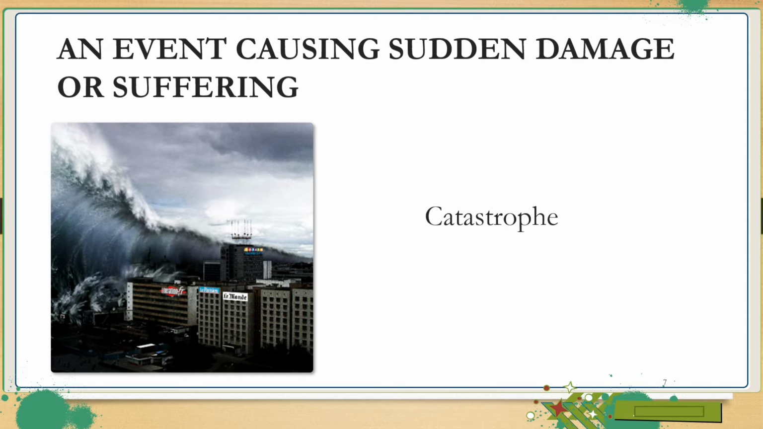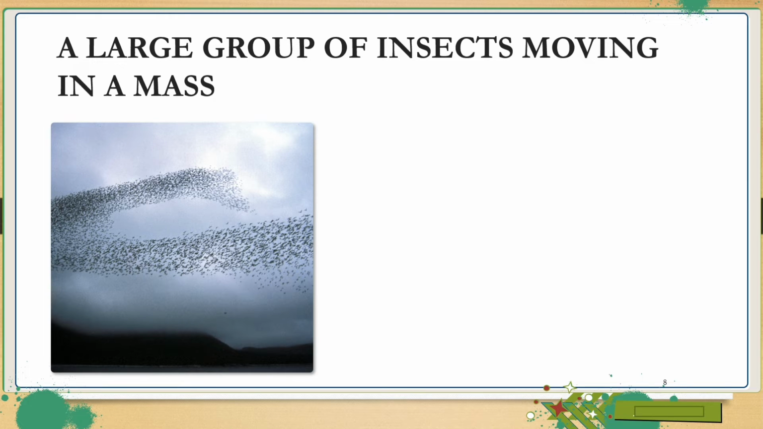So our next group of words is a large group of insects moving in a mass. Now, the substitute for these words is swarm. So last year, there was an incident when a group of insects, maybe numbering in the millions, flew over many states in India. So during that time, in the news, we often heard that a swarm crossed over that city or that state. So swarm is basically a large group of insects moving in a mass.